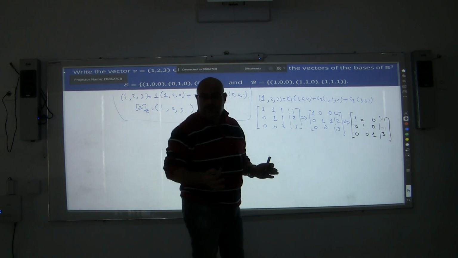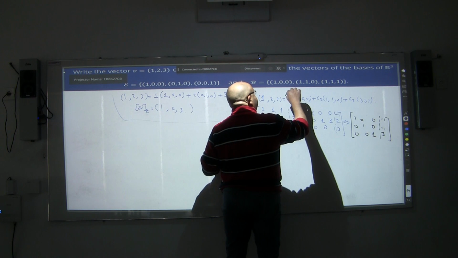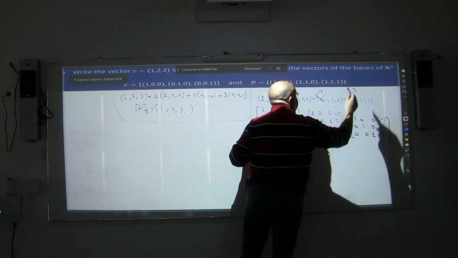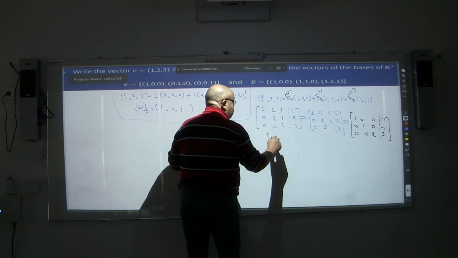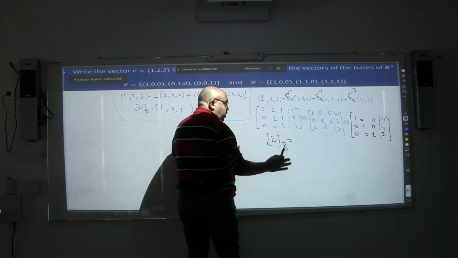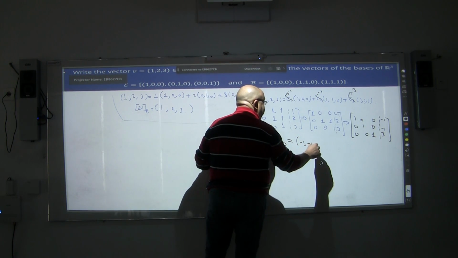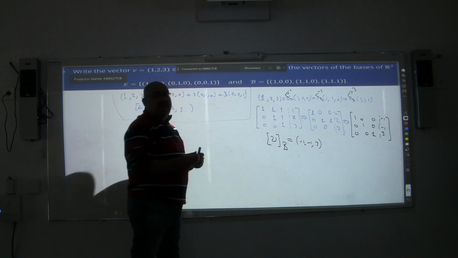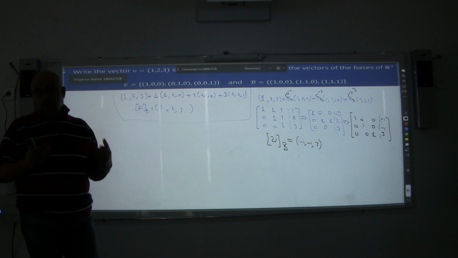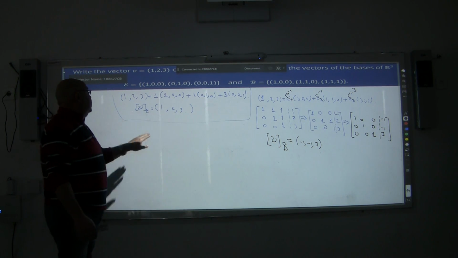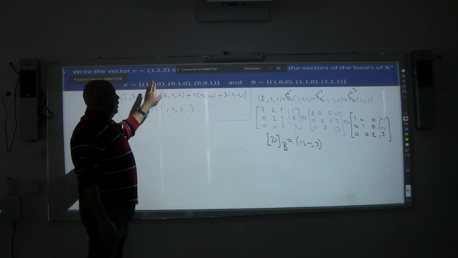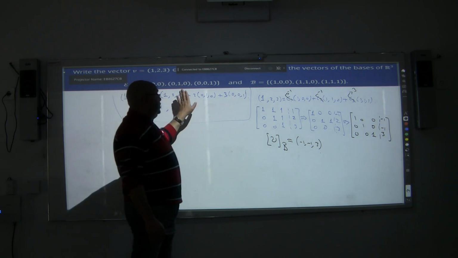Now I have the coefficients. So the coefficients simply will be -1, -1, and 3. Now I can write the vector v with respect to the basis beta: the coordinates will be -1, -1, and 3. And this is how we can find and write what are called coordinates, which is really major. So this is the way to find coordinates for the vectors, for the standard basis (1, 0, 0), (0, 1, 0), (0, 0, 1).